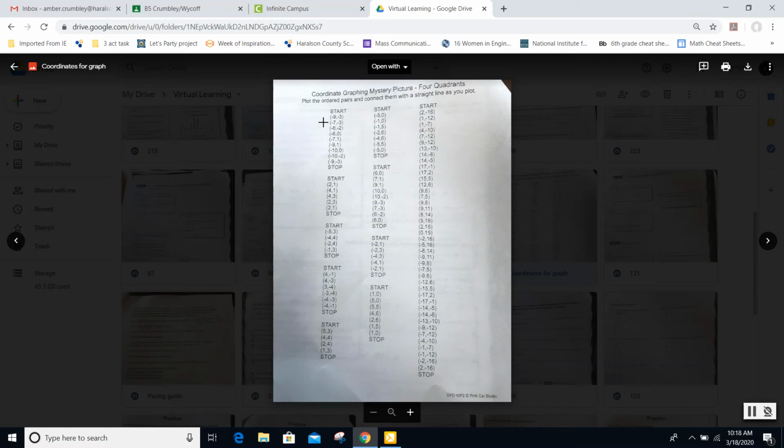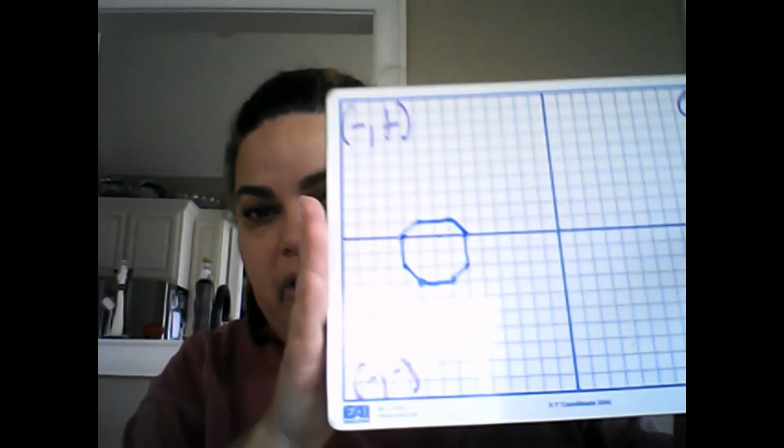Okay, then we have -6, -2, -6, 0. So that one's going to be right on the x-axis. And then -7, 1. And then -9, -1. And then -10, 0, yet again on the axis. And then -10, -2. And then it goes back to -9, -3, which we already have a point there. So this is what your first part of your graph is going to look like. I just graphed it there.